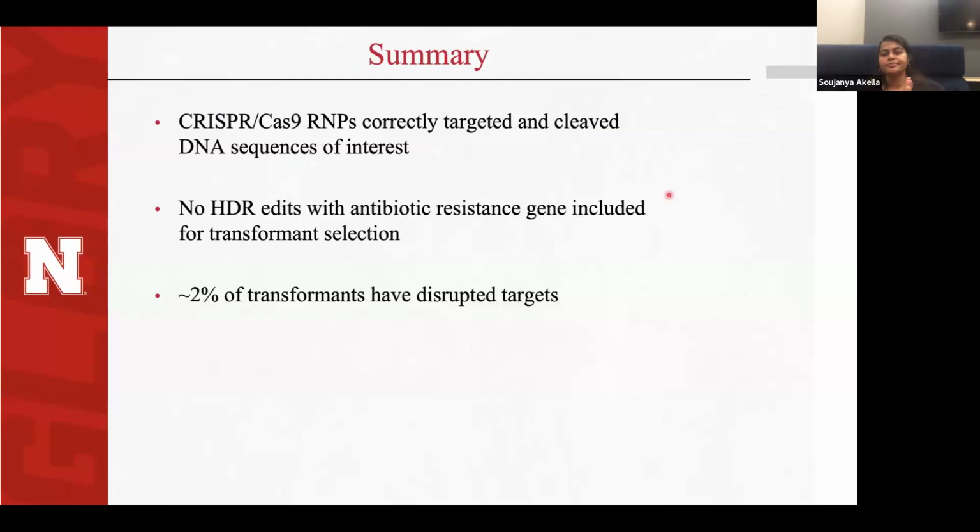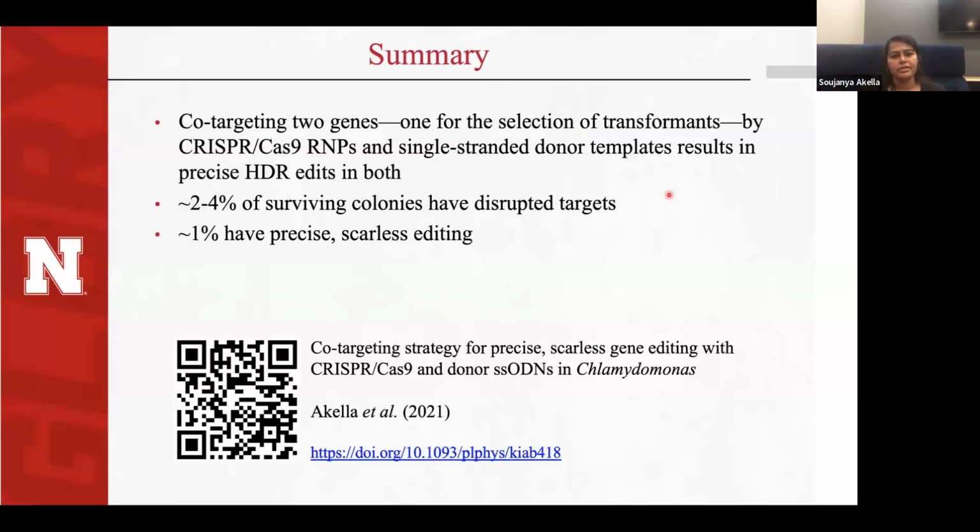So to summarize, we were able to use CRISPR-Cas9 RNPs to correctly target and cleave DNA sequences of interest. Finding the site is important, right? That's not a given. When we used the antibiotic resistance gene cassette for selecting transformants, we did not see any homology directed repair edits. Everything was NHEJ, where your gene is somehow disrupted. About 2% of transformants have disrupted targets.